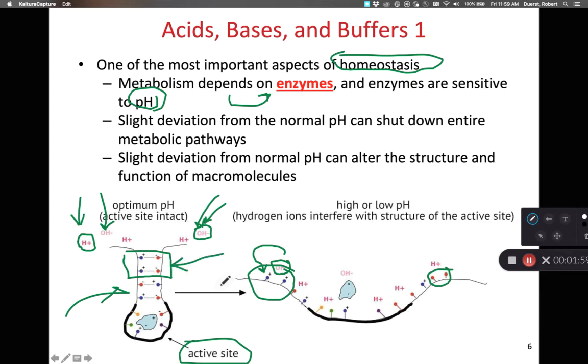And by modifying the pH, we sever the bond between the positive and negative amino acid residues, causing the protein to change shape. And if we change the shape of the protein, we change the function of the protein. So a very slight deviation in pH can shut down an entire metabolic pathway by deactivating the enzymes that regulate those metabolic pathways.